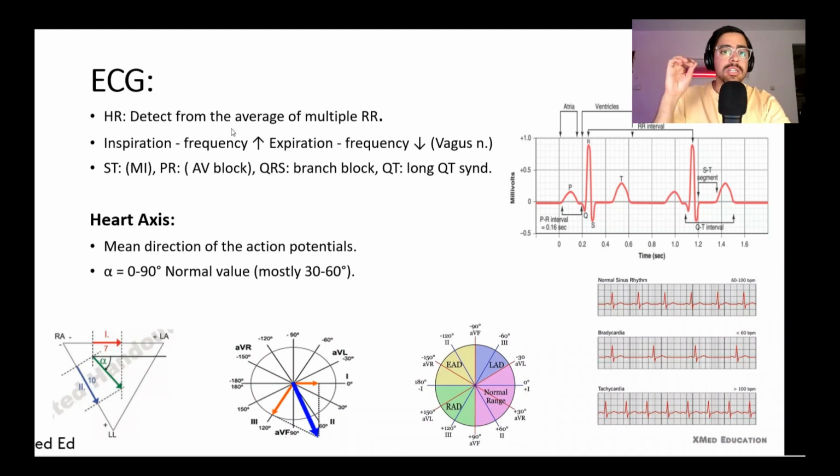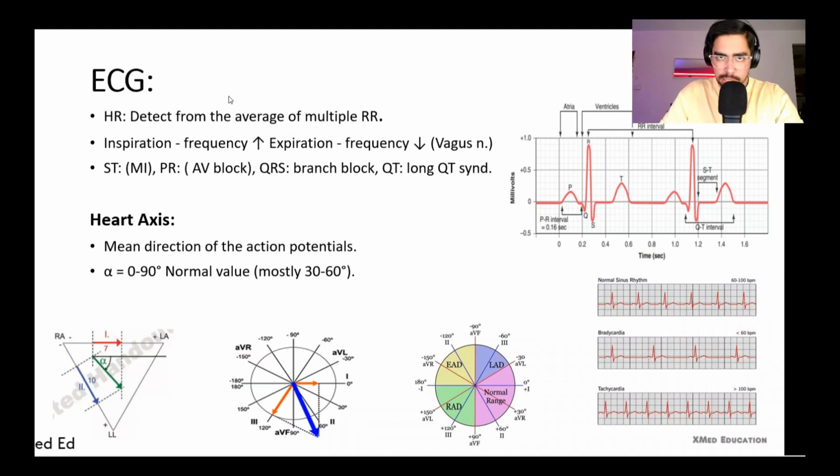And the other factor is that with our inspiration and expiration, the frequency of heart rate will change. Why? Because of the vagus nerve, which is the representative of the parasympathetic nervous system on the heart. Inspiration and expiration can affect the vagus nerve, and they can increase and decrease the heart rate. So if you inspire, the frequency of the heart rate goes up, and with expiration the frequency goes down.